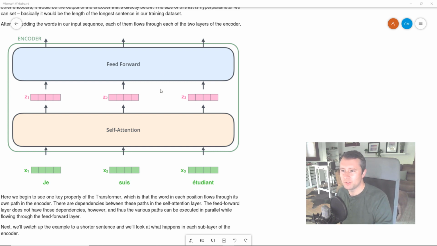So going back to Jay's post earlier on, in the architecture drawings, we saw this illustration. The input words and their embeddings go into the self-attention layer, and then the output of the self-attention layer is these z vectors that we've been looking at. And then those get passed into this feed-forward network. So what we're going to be looking at in the next video is multi-headed attention.